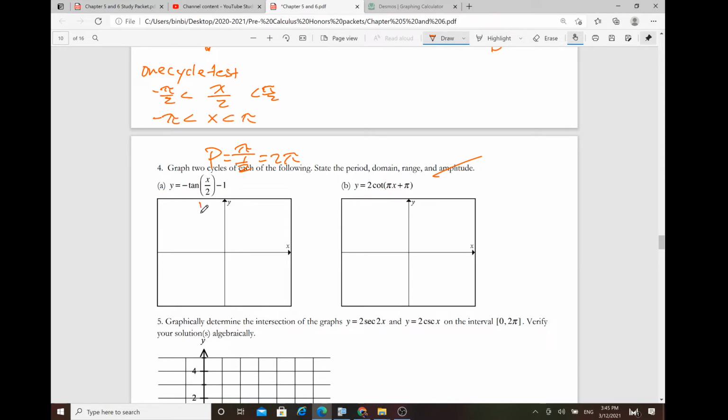Again, this one goes from negative pi all the way to pi, the VA. So that's just one cycle. And then another cycle would go all the way to this one right here. So negative 2 pi, so that's another half of a cycle. Okay, so another half of a cycle, which is 2 pi.